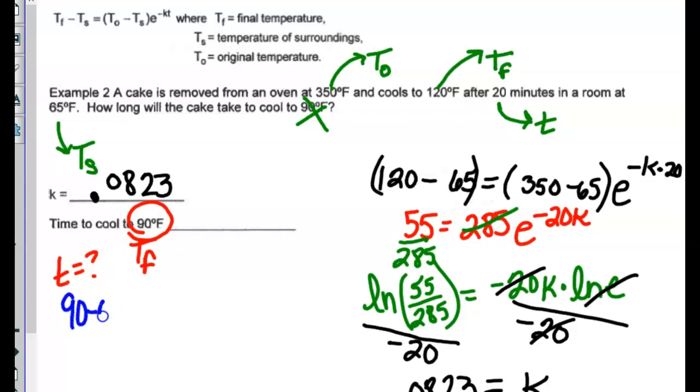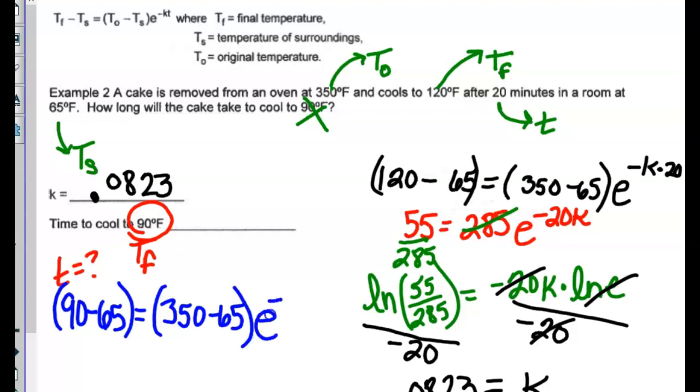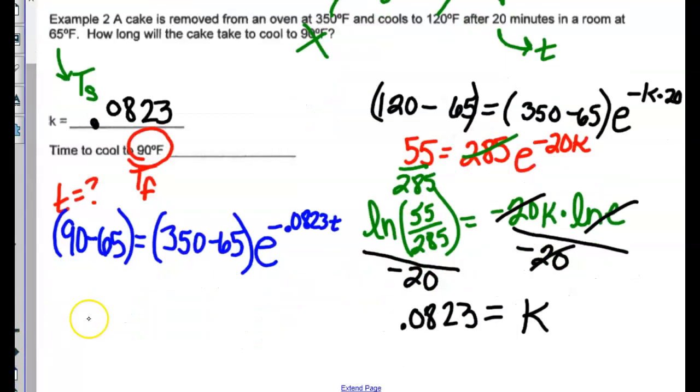90 minus the room is still 65. The original temperature was 350 minus 65. E to the opposite of k, which will be negative 0.0823 t. 90 minus 65 is 25, anybody? And this is still 285.